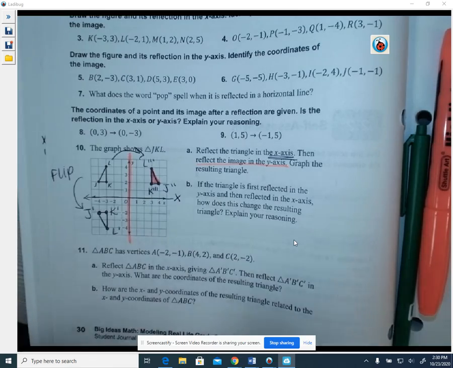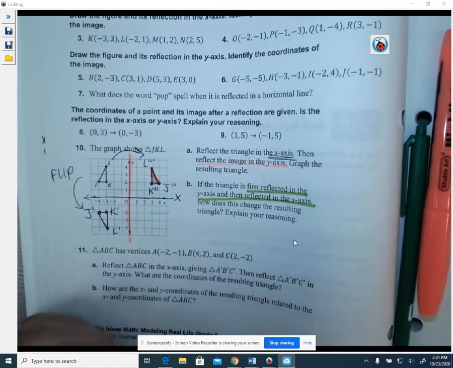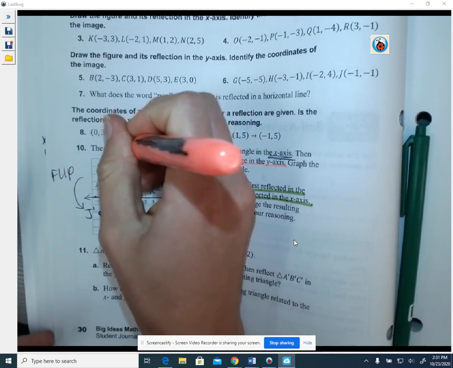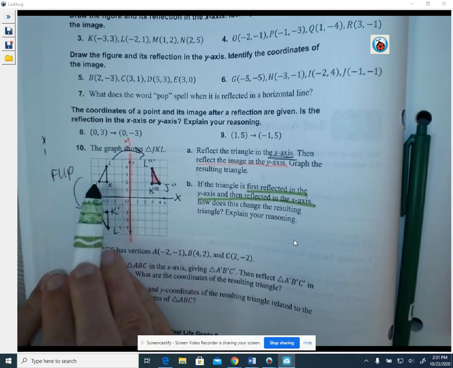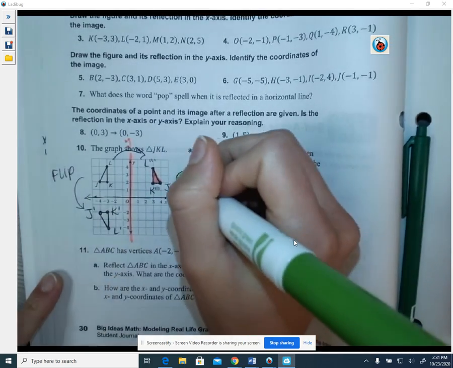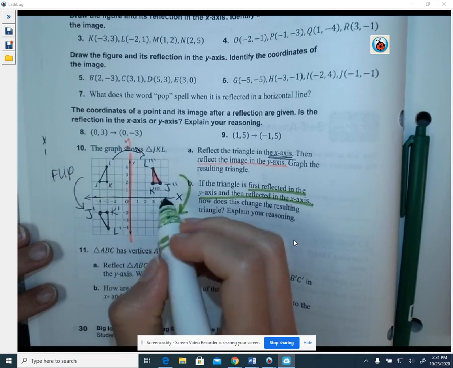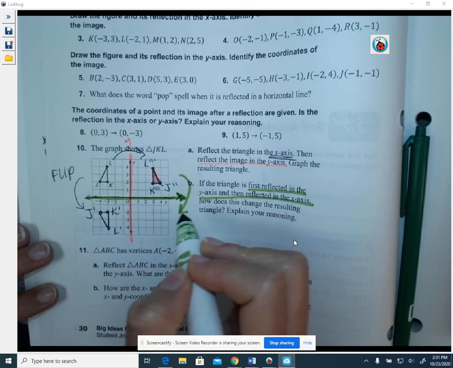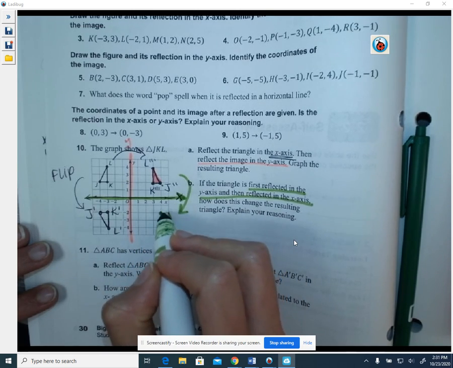Last but not least, let's do both of these. First, we're going to reflect it in the Y, and then reflect in the X. So you can see we already reflected it over the Y. That's right here. Now we're going to reflect it over the X, each point. Starting with J. J is currently 2 away from this new line of reflection. So I'm going to put it 2 away on the other side.